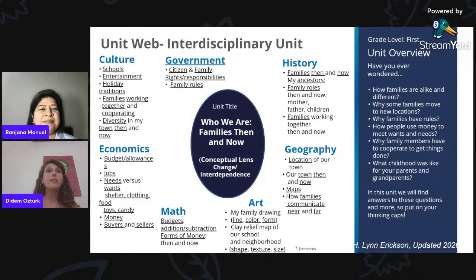And this is another example that can be from grade 1, 2, 3, or 4. The unit title is Who We Are, the transdisciplinary theme, families, then and now. This is also a concept-based unit example, related to government, history, geography, art, math, economics, and culture. You can see more details here, not just social studies, because this is a clear social studies unit.